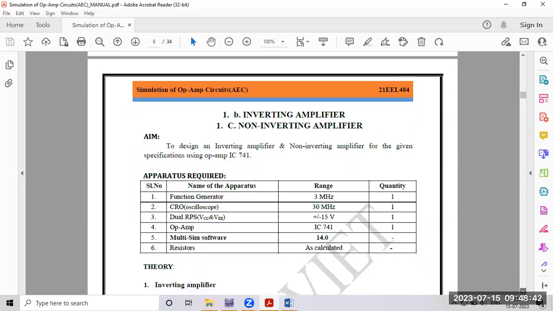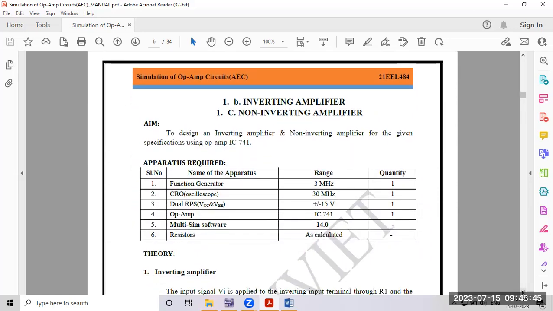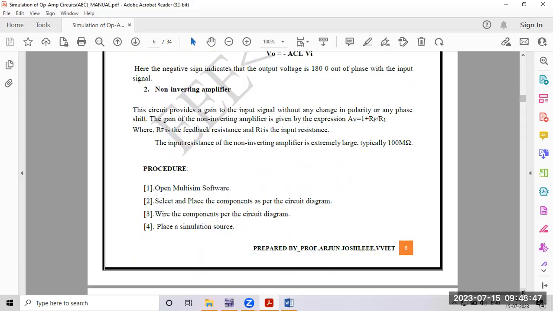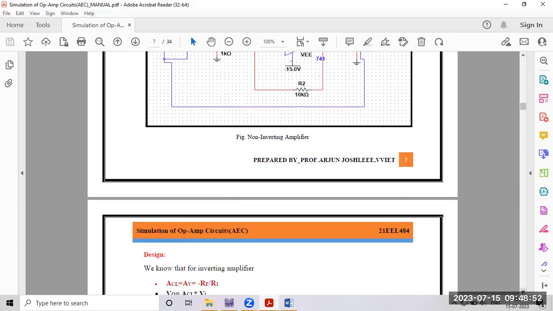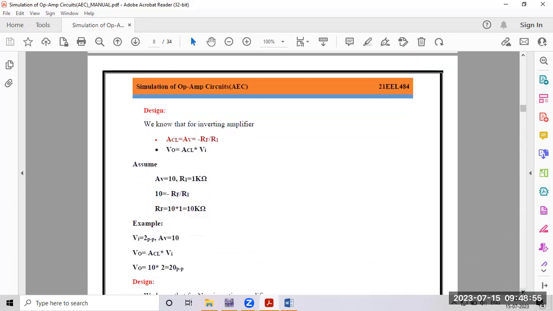This is the aim of the experiment and the operators required, theory. I'm not going to discuss these things; I'm directly getting to the design part. Before getting to the actual design, we should know two formulas, the voltage gain or closed loop gain. ACL equal to AV, both are the same, equal to minus RF divided by R1. RF is the feedback resistance, R1 is the input resistance. Output divided by input is the gain.